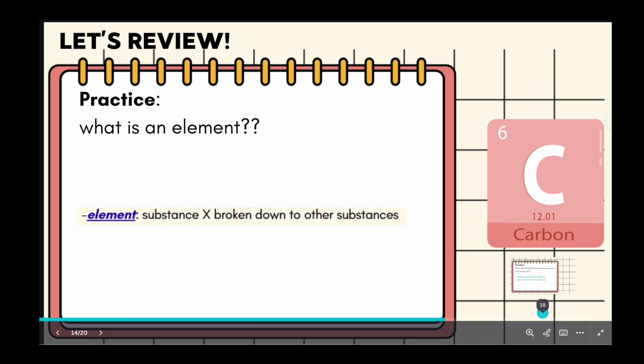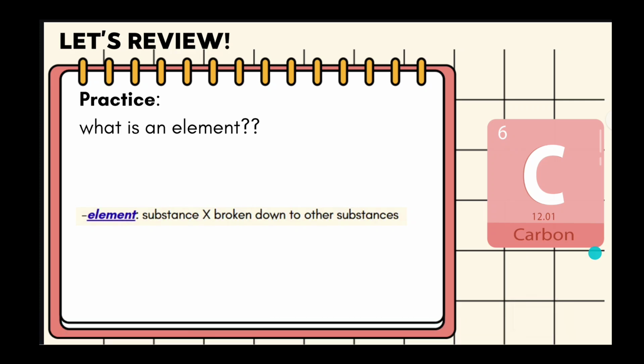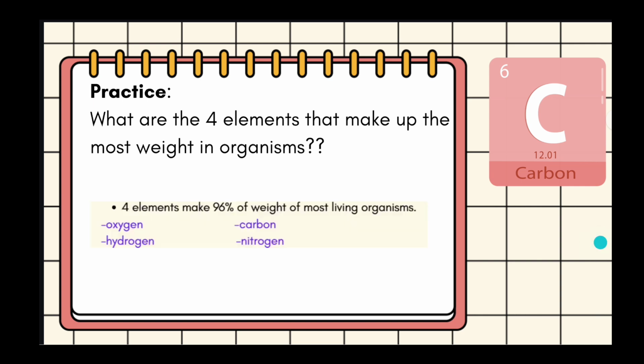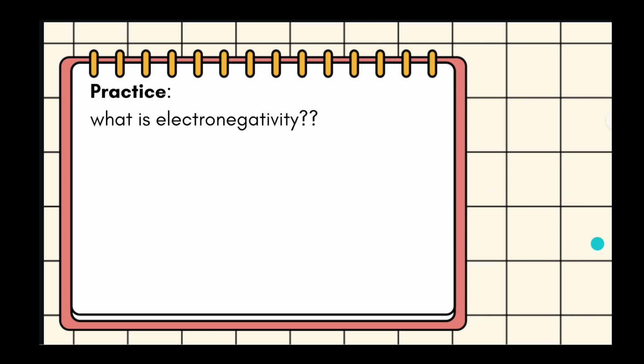Now, what is an element? An element is a substance that cannot be broken down into other substances. And what are the four elements that make up the most weight in organisms? Those are oxygen, carbon, hydrogen, and nitrogen. What is electronegativity? It is the attraction or pull for shared electrons. For short, just the pulling force on electrons.